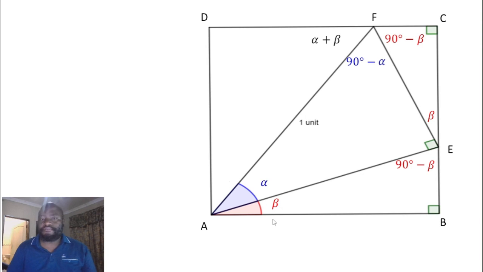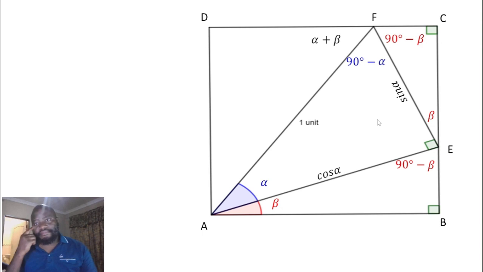Now, in this right angle triangle, since we have 1 unit given and it is the hypotenuse, if we say cos of alpha, it will be this line AE divided by 1. So this line is simply cos alpha. Then the same thing with this line here. If we say sine of alpha, it will be FE over 1, which means sine of alpha is equal to FE. So this is sine alpha.